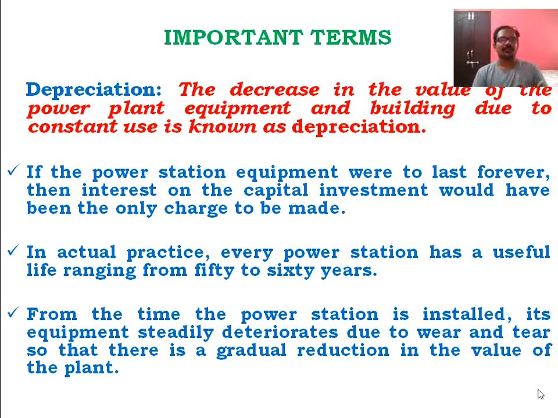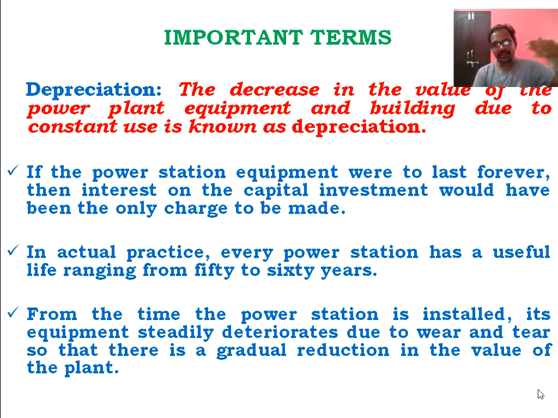Next year, I'll operate the power plant for 1 year. So the building and the equipments will get older by 1 year. So obviously the cost of the equipment and the building will decrease. Say now the cost of that building and equipment is 19 lakhs. Now what is that loss? 1 lakh. It is called the annual depreciation.